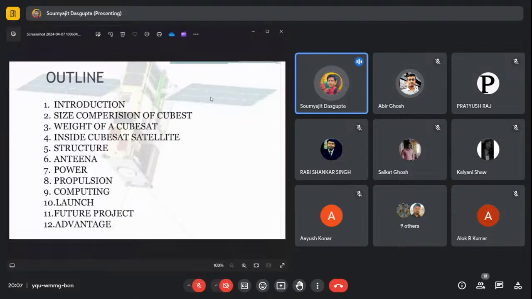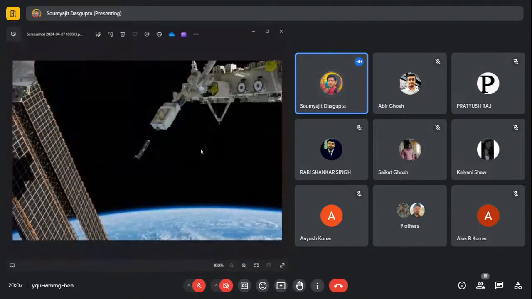So I divided this session into 12 segments. First we will talk about the introduction. So what is a CubeSat? From the name we can understand that CubeSat is a satellite, because it has a prefix and suffix, right? One is cube and the second one is sat. Cube means it is a structure with equal sides, so it will be a cube, and sat means it is a satellite.